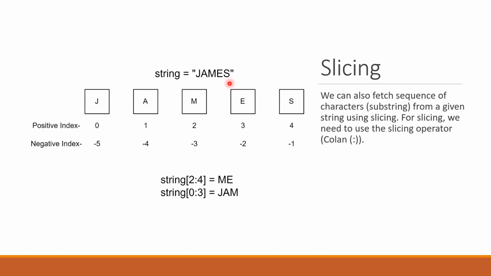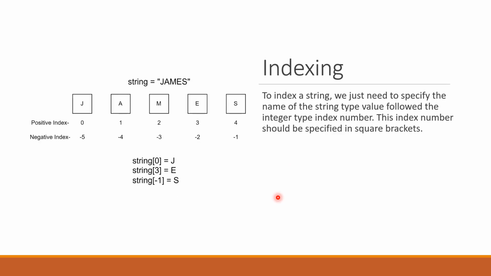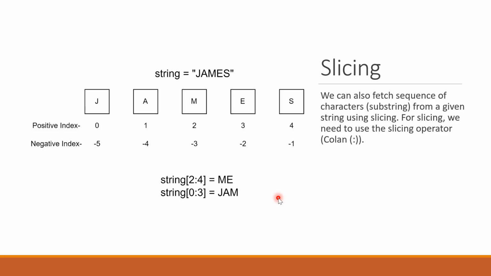Again, James is a string type value stored in this string variable. The positive and negative index related to this James value will be the same. How can we slice this value? In case of indexing, we were defining only a single index value. But for slicing, we are using a colon in between and defining two values. The very first value in the square brackets is the starting value, and the last value after the colon, or we can say after the slicing operator, is the ending value. Here we are slicing the string variable from position 2 to 4.